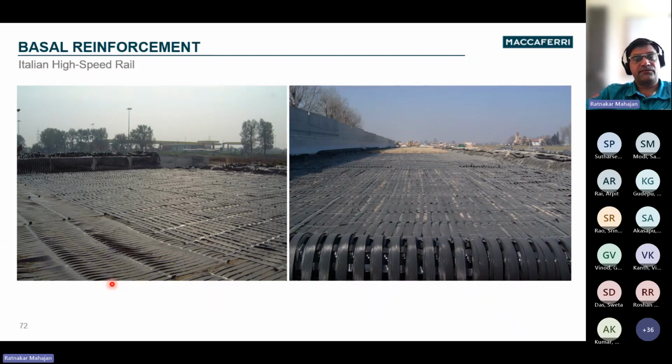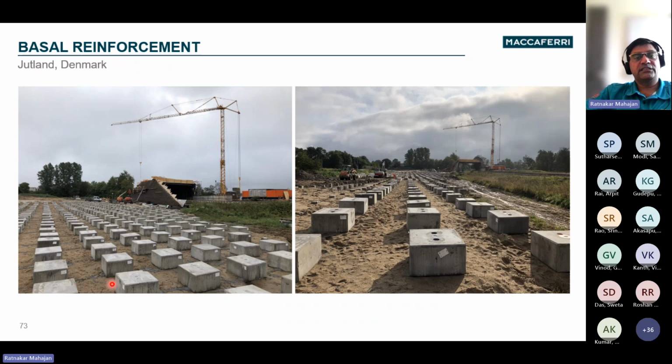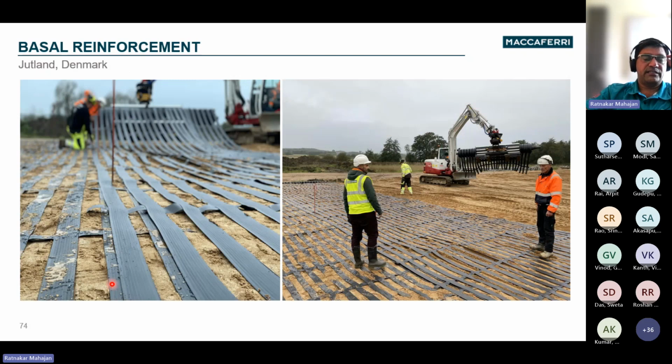So these are some photographs of the project sites from Italy for the high-speed railway. This is a project photograph from a Denmark project site, where the blocks of concrete that you see are nothing but the pile caps. And then on top of this, the soil was placed, and then the placement of a high-strength geogrid, ParaLink. So these are photographs from the same project where the geogrids were used for distributing the load between the piles on the pile caps.